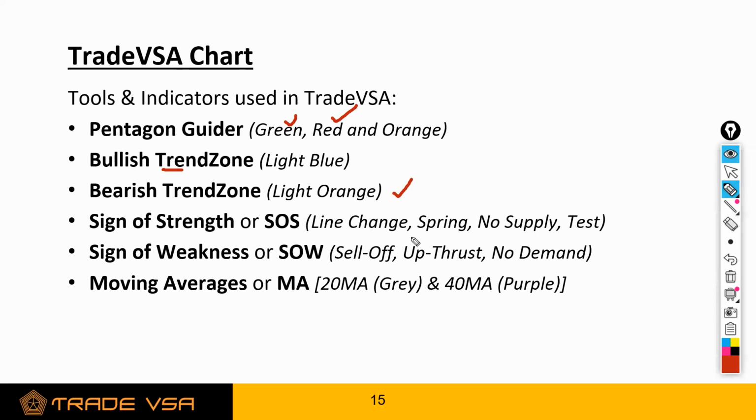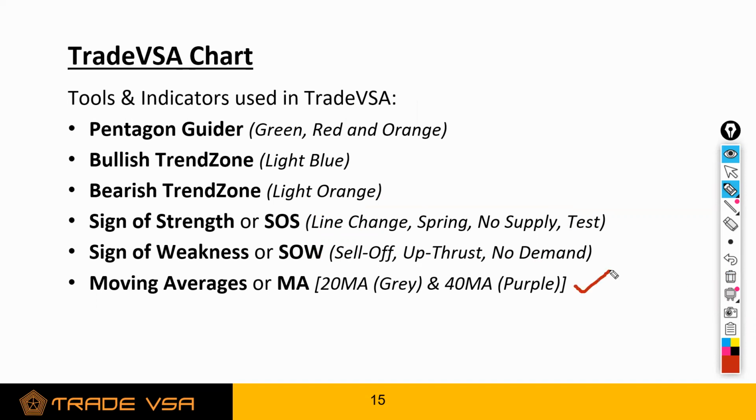So 4 different types of sound strength: we got LC, spring, no supply, test. 3 different types of sound weakness: sell off, upthrust, no demand. So this one, don't worry, I will go through in details by next week. Again, I'll go through all these 4 and all these 3 types of sound strength and sound weakness.